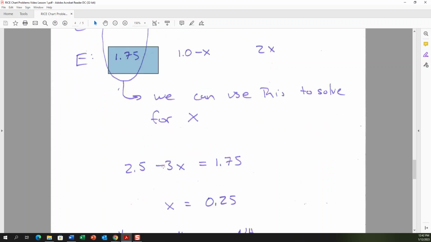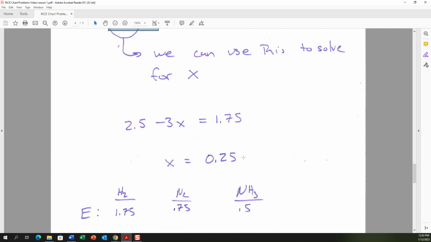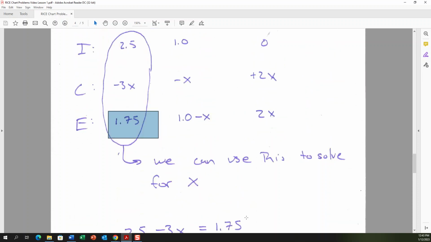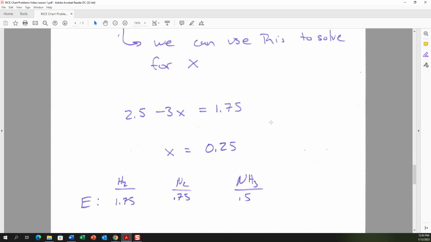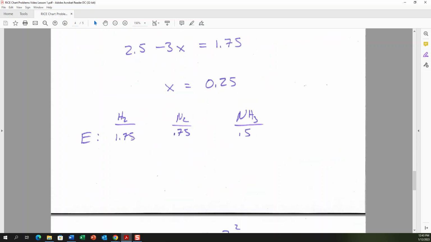So we'll say 2.5 minus 3x equals 1.75. x is 0.25. And now I just plug in 0.25 in for here, and I plug in 0.25 in for here. And so now we have our equilibrium molarities. The units of this would be moles per liter. So at equilibrium, the hydrogen's 1.75, the nitrogen's 0.75 moles per liter, and the ammonia is 0.5.